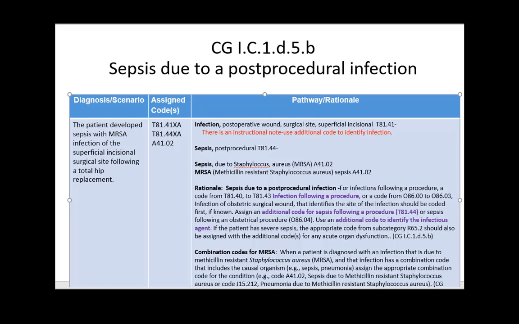You also see in our guideline, it tells us that whenever we have that sepsis due to a post-procedural infection, we're also going to be coding the sepsis following a procedure, which is T81.44. That is your main term sepsis, post-procedural subterm. And the last one you're going to code is using sepsis as your main term due to Staphylococcus aureus MRSA, A41.02, or you could also use MRSA as your main term and find MRSA sepsis A41.02.